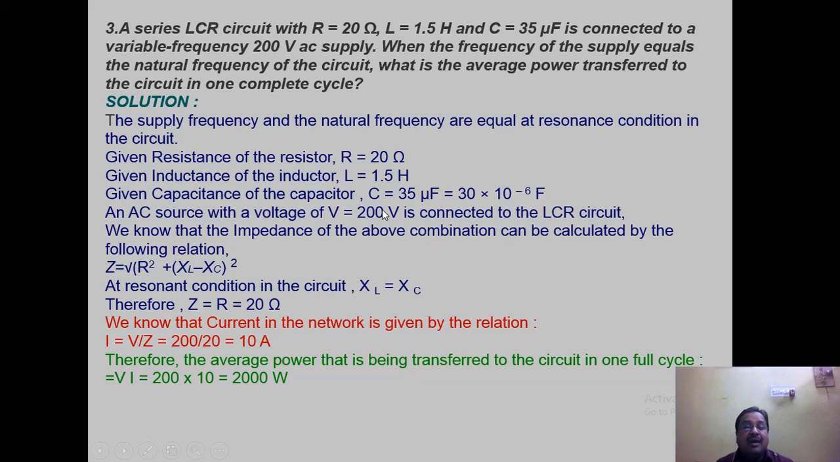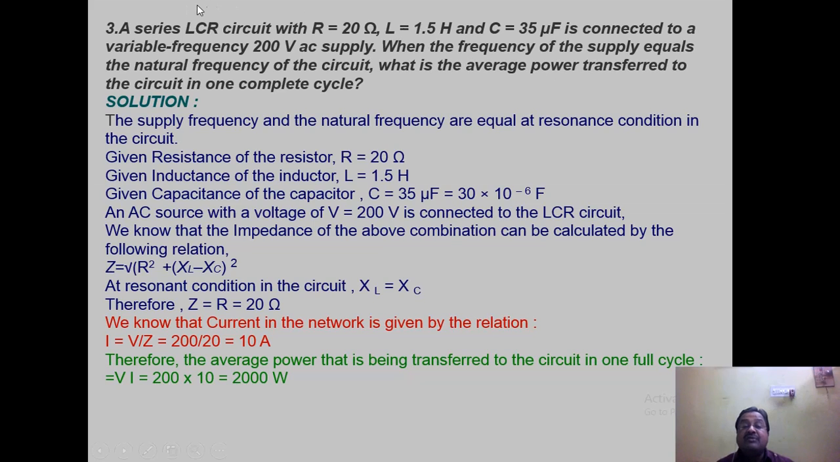Another problem in connection with this LCR circuit. A series LCR circuit with R equal to 20 ohm, L equal to 1.5 Henry, C equal to 35 microfarad is connected to a variable frequency 200 volt AC supply. When the frequency of the supply equals the natural frequency of the circuit, what is the average power transferred to the circuit in one complete cycle?